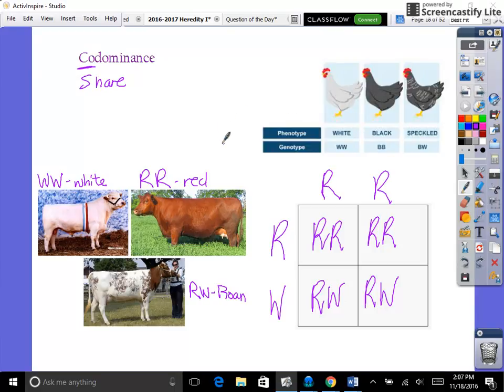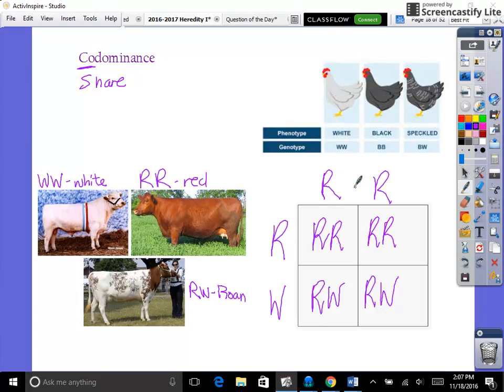The other examples that we went over is codominance, and I try to remind students that there's a shared, or you can see both phenotypes: chickens, white chicken, black chicken, and a speckled chicken. So if you see what I mean by seeing both colors, this isn't a gray chicken, it's speckled. You can see both the black and white phenotype. And we also took a look at cows, white, red, and then the codominant is roan, represented with RW.